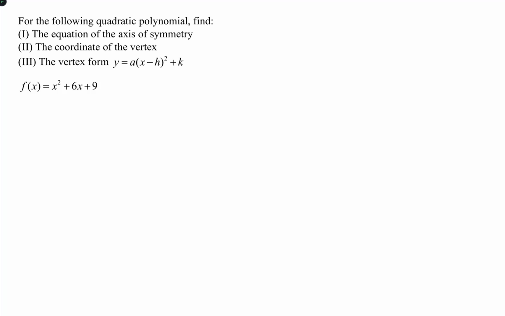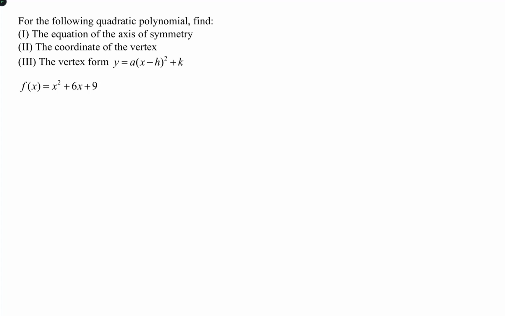For the following quadratic polynomial, find 1. The equation of the axis of symmetry, 2. The coordinate of the vertex, and 3. The vertex form y equals a times the quantity x minus h squared plus k.